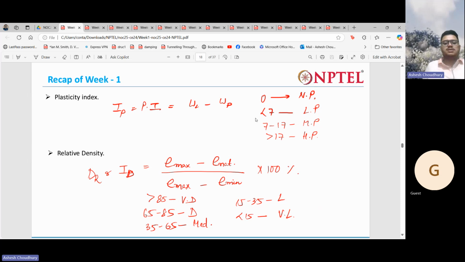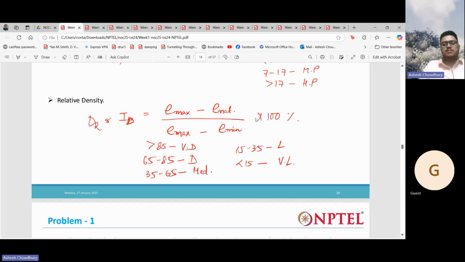Then we have relative density. Relative density is generally defined for coarse-grained soil, that is sand. It shows how densely packed the sand or the coarse-grained soil is. Relative density is defined as (e max minus e natural) divided by (e max minus e min). e max is the void ratio in the loosest state, and e min is the void ratio of the soil in the densest state.